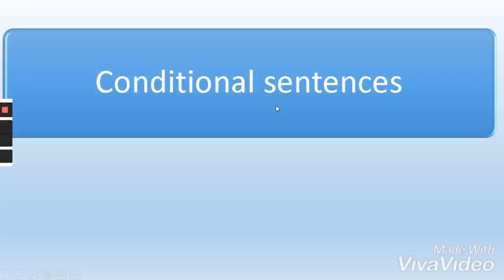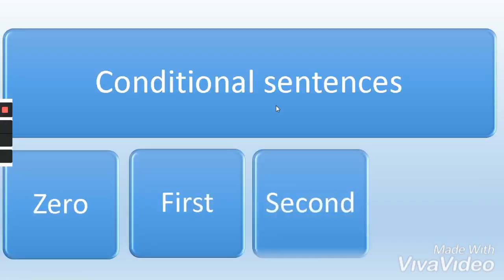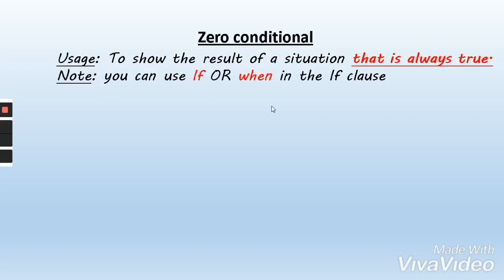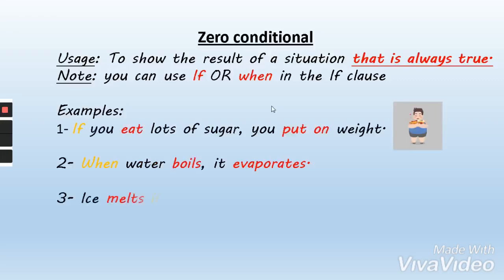So now, first of all, conditional sentences, as we said before, are zero conditional, first, second, and third. Now, let's have this quick revision. Why do we use the zero conditional? We use it to show the result of a situation that is always true. And we can use if or when in the if clause. So we had these examples in the zero conditional. One example: ice melts if you heat it.